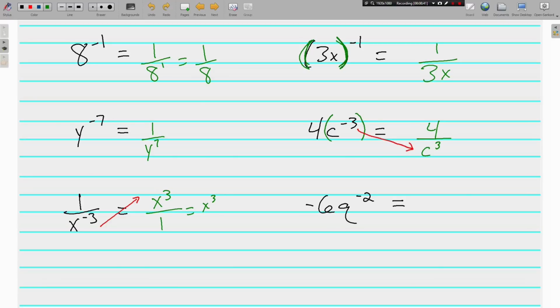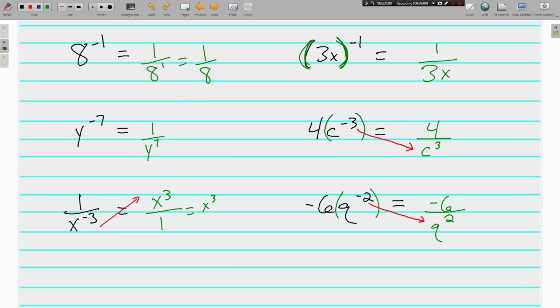Okay? Same deal here. The negative 2 exponent is not with the negative 6. It's with the q. So negative 6 is going to stay on top, but q to the negative second is going to get sent to the other side of the fraction and become positive 2.